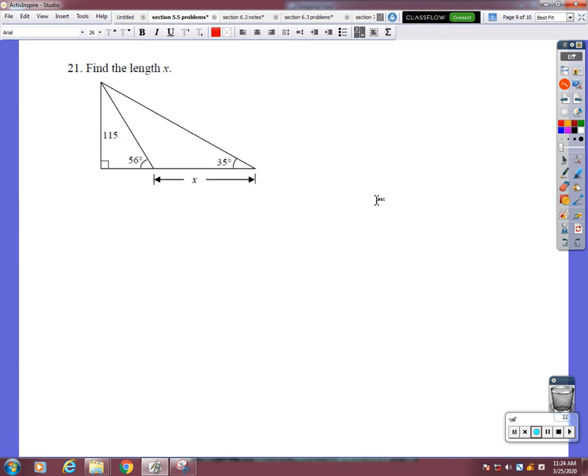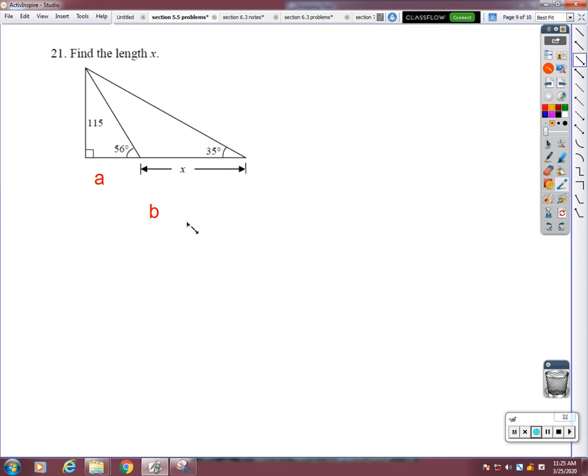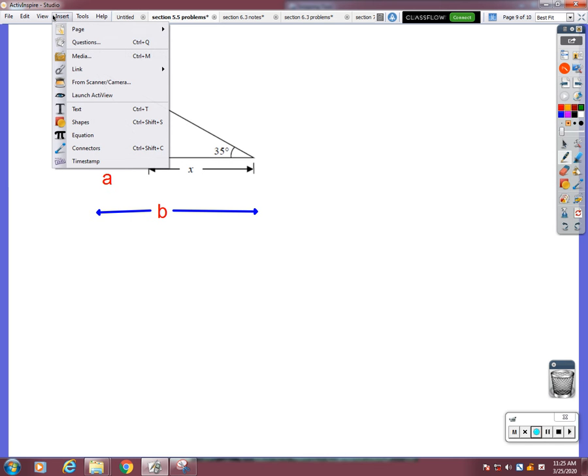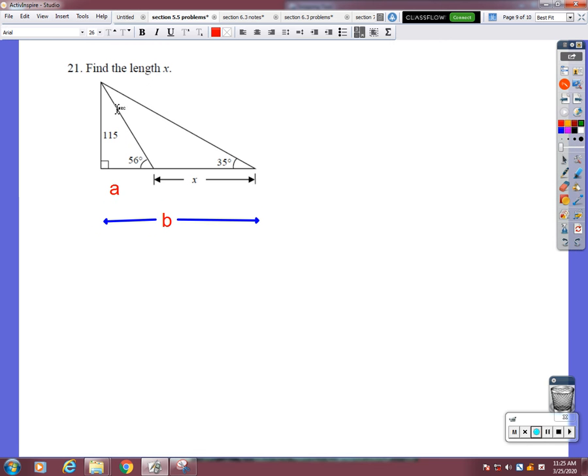Alright, let's do another one of those. This time I'm trying to find this part here, so this is more like the antenna problem. What I'm going to do is find this piece, and then find this entire piece, all the way from here to here, and then subtract those to figure out what x is. Alright. Okay, so let's find a first.